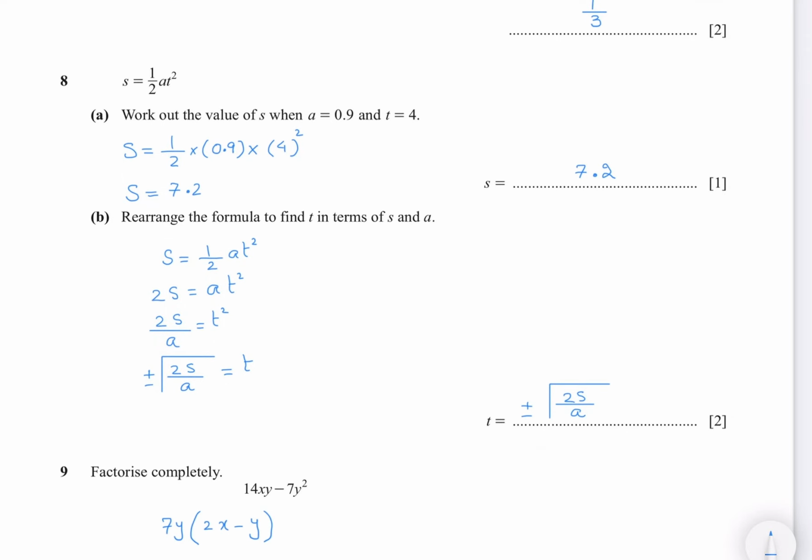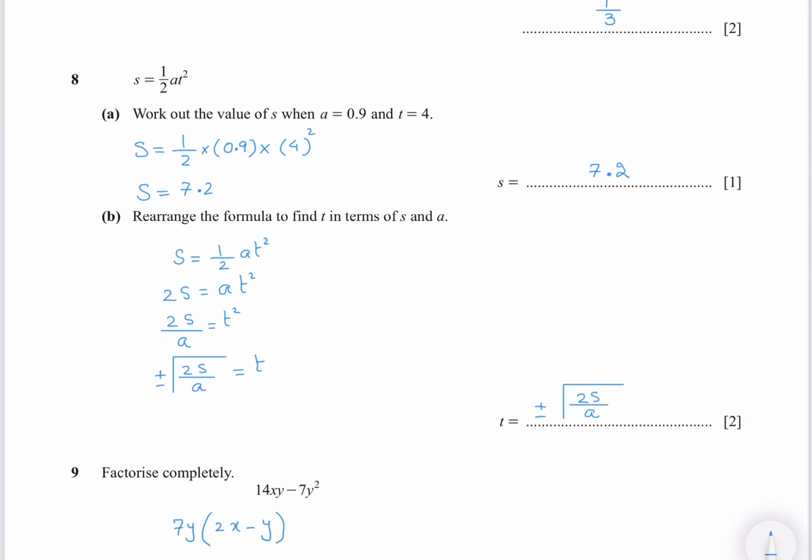Question number 8. S is equal to 1 over 2 A T squared. Work out the value of S when A is equal to 0.9 and T is equal to 4. So just place the given values in A and T and simplify it. So you get the answer 7.2.